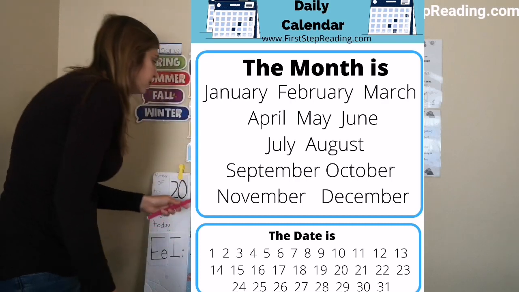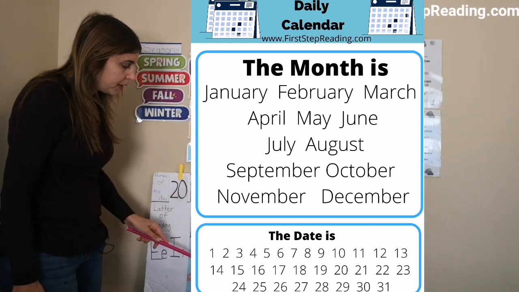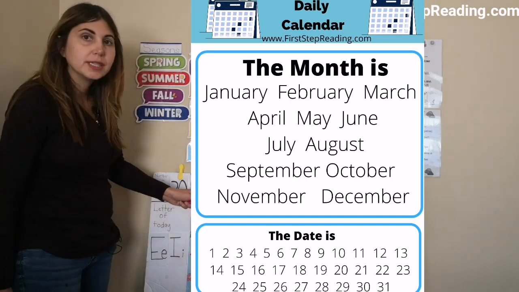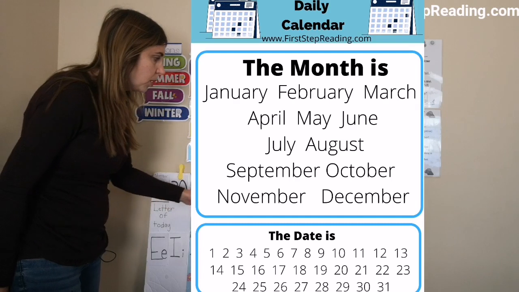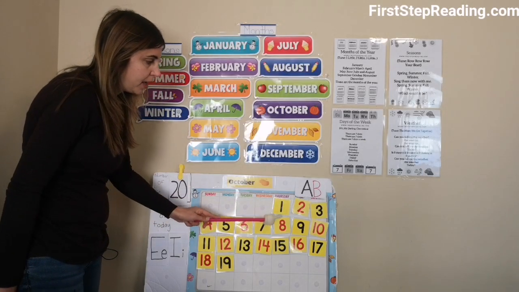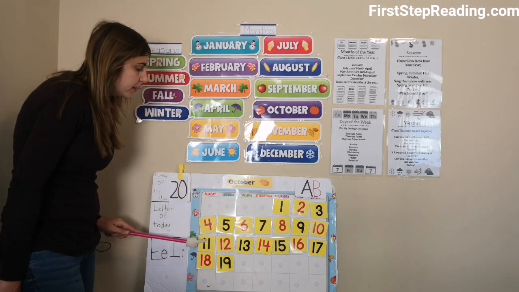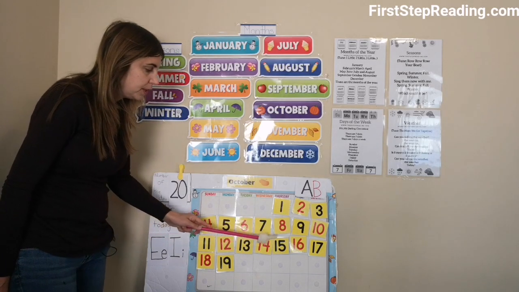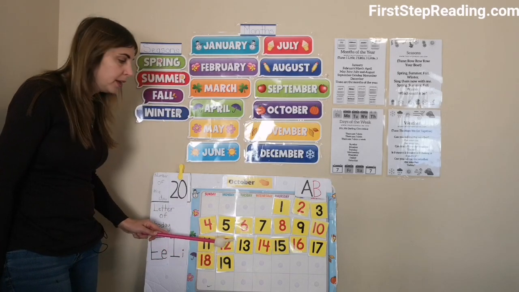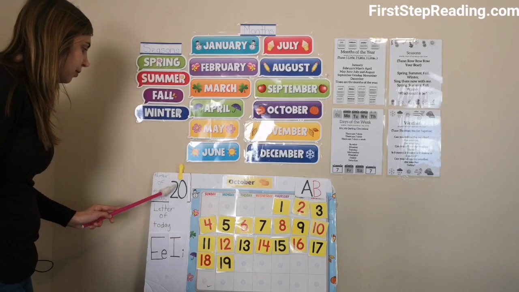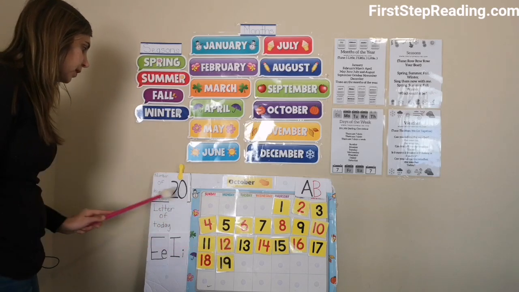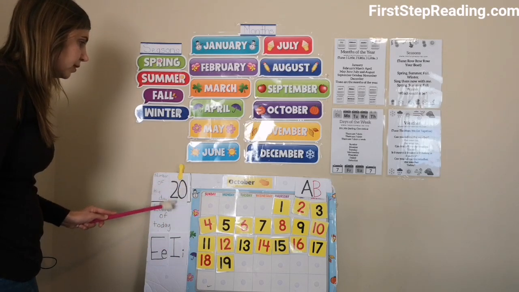So I said we're talking about October, and the date is the date after the 19th. So let's see what date it is for me. 1, 2, 3, 4, 5, 6, 7, 8, 9, 10, 11, 12, 13, 14, 15, 16, 17, 18, 19, 20. That would be the number I would put on my calendar. 20 is a 2 and a 0.